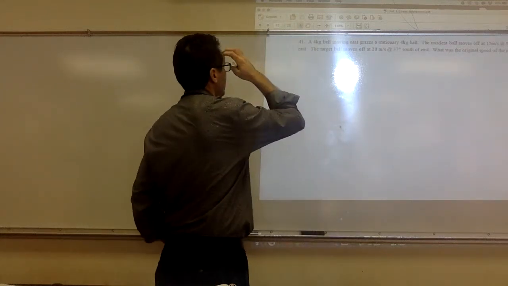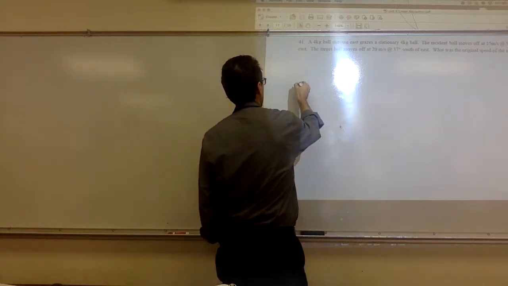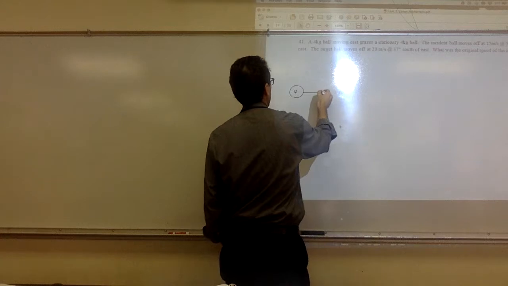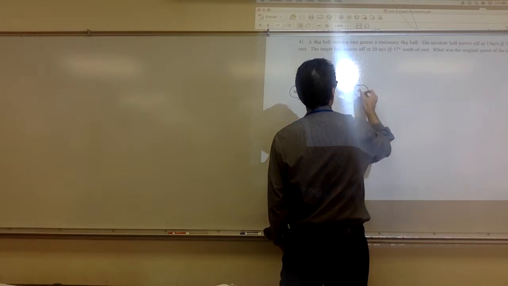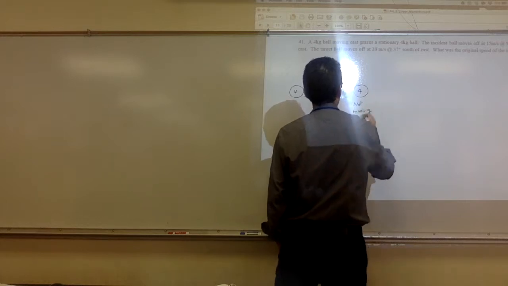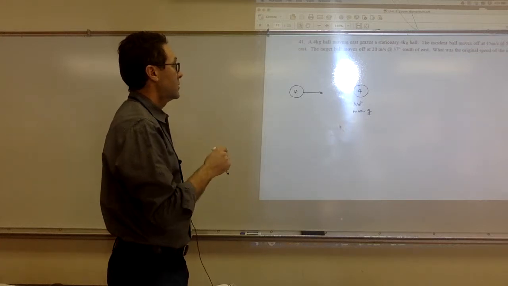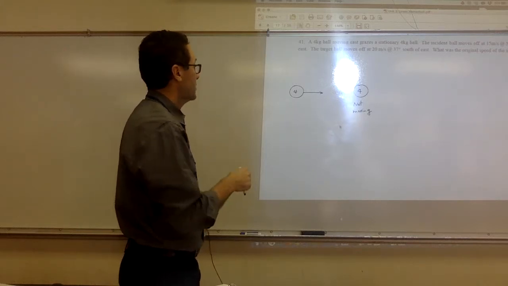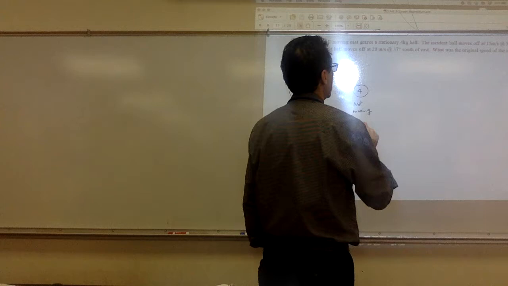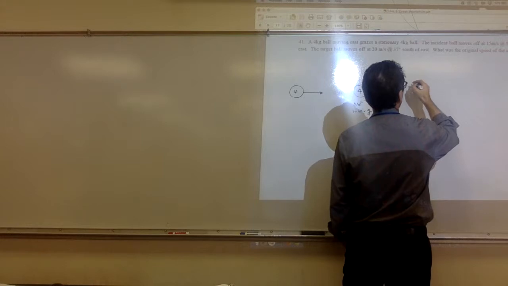All right, a 10 kilogram ball moving east grazes a stationary 4 kilogram ball. So you have something going east here, and the other ball here is stationary, not moving. Now your total momentum has to be east. That means the total momentum before the collision and the total momentum after the collision both have to be equal and both have to be east. The incident ball moves off at 15 meters per second, at 53 degrees north of east.